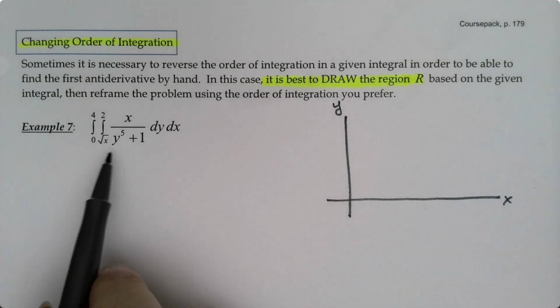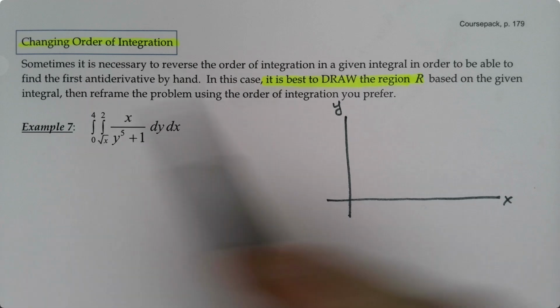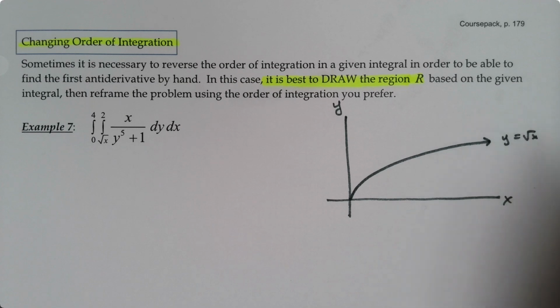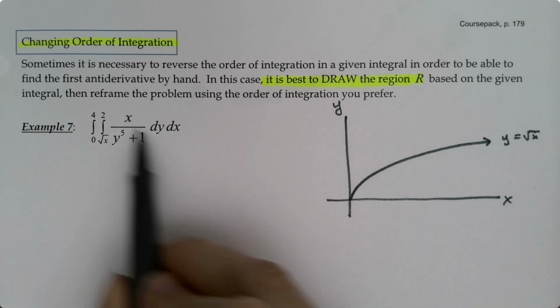And then when we look at this, it says y equals the square root of x, which we all know what that graph looks like. It looks like this, right? We've seen that graph for a long time in our lives. And then y equals 2, right? y equals 2 is up here.